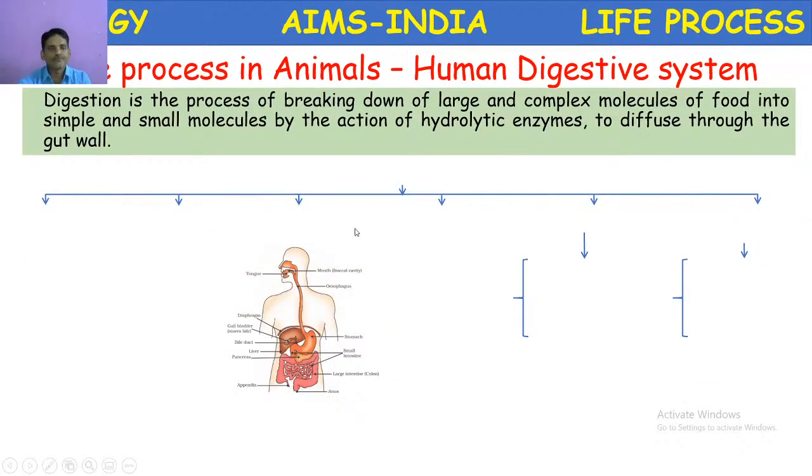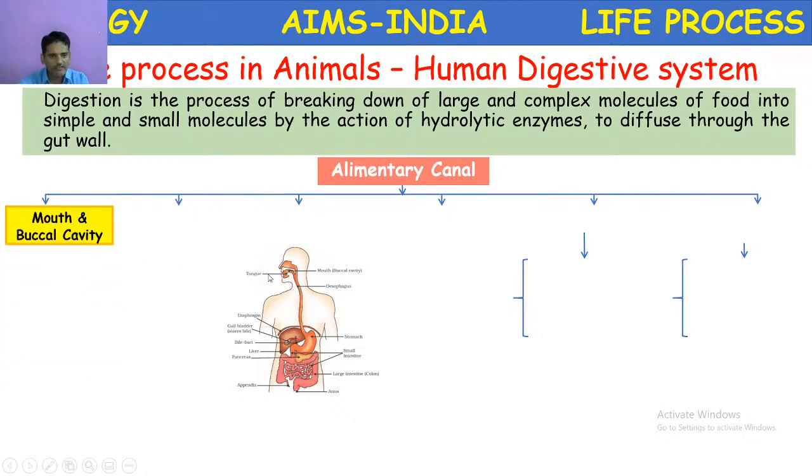The digestive system. What is digestion? The general definition of digestion is the process of breaking down large and complex molecules of food into simple and small molecules by the action of hydrolytic enzymes to diffuse through the gut wall. So in this particular slide, we are going to discuss the different parts of the human digestive system. The human digestive system is divided into the alimentary canal and digestive glands. So this is the alimentary canal. Let us see it part by part.